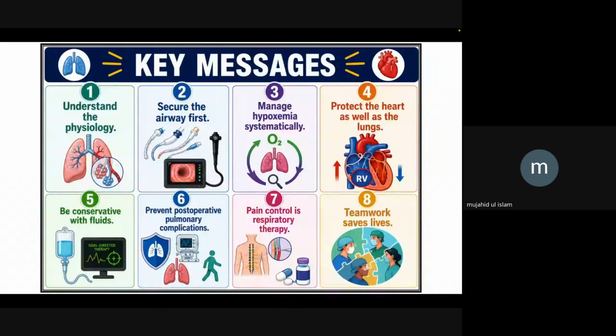Third, manage hypoxemia systematically: oxygenate first, then identify and correct reversible causes. Fourth, protect both the lungs and the heart by maintaining stable hemodynamics and recognizing right ventricular dysfunction early. Fifth, be conservative with fluids and use goal-directed therapy to avoid fluid overload.